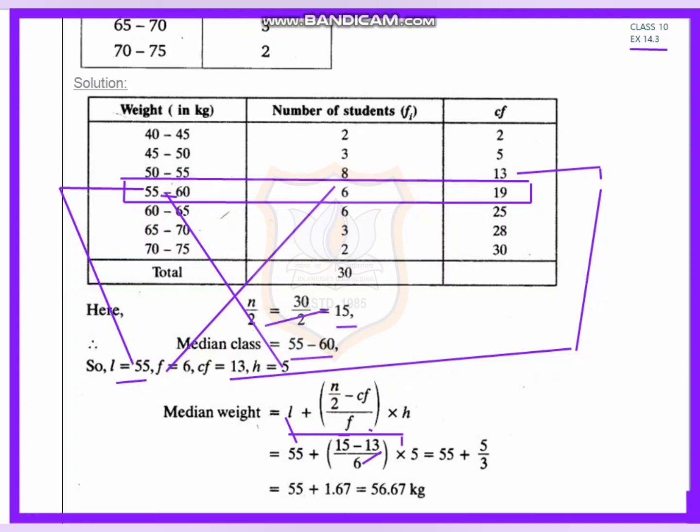First of all, 15 minus 13 is 2, into 5 upon 6, which is 10 upon 6. So we get 55 plus 5 by 3. The value of 5 by 3 is 1.67, and 55 added to 1.67 equals 56.67. You have to solve this sum in your notebook. Thank you, students.